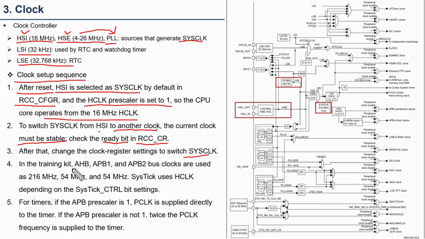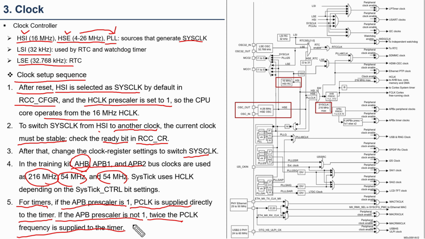Our target in this configuration is to set the AHB1 bus clock to 216 MHz and set both APB bus clocks to 54 MHz. Here's one point to watch with timers. If the APB prescaler is 1, the timer clock equals PCLK. But if the prescaler isn't 1, as in our setup, the timer clock is twice PCLK. With PCLK1 at 54 MHz, the timer runs at 108 MHz.